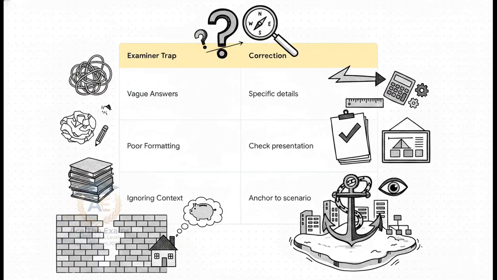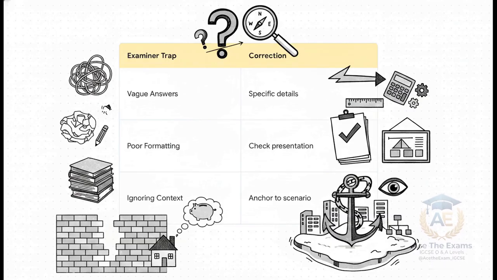Trap number 1, vague answers. Candidates are so terrified of being wrong that they write these sweeping, generalized statements. The correction framework provides specific, precise details. If you mention that a source of finance is expensive, state the exact 8% interest rate given in the source text. Be bold with your data.